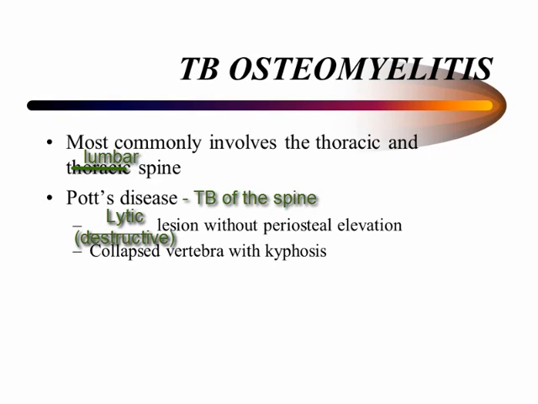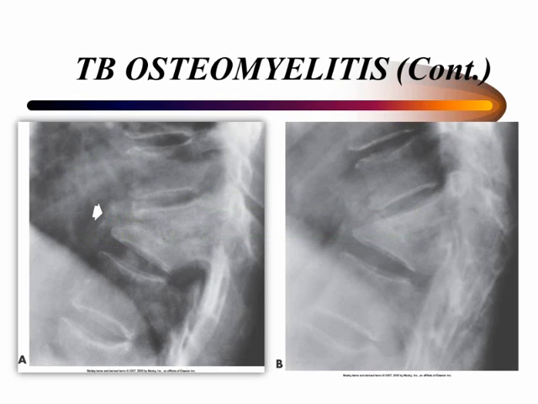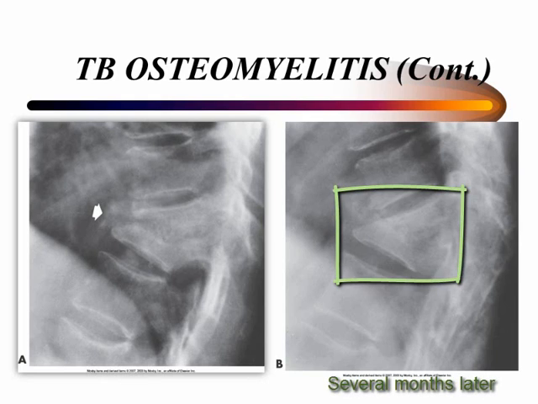Unlike bacterial infection, tuberculosis osteomyelitis is rarely associated with periosteal reaction or bone sclerosis. The initial image demonstrates vertebral collapse and anterior wedging of the adjacent mid-thoracic vertebrae. Residual intervertebral disc space can barely be seen. In an image obtained several months later, there is virtual fusion of the collapsed vertebral bodies, producing the characteristic sharp kyphotic angulation.